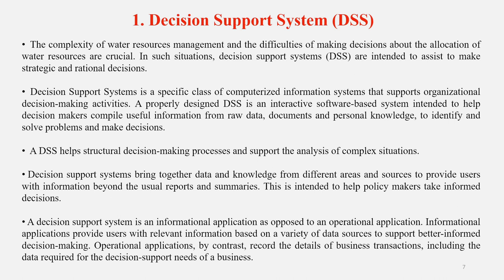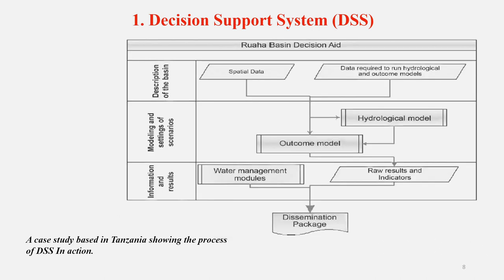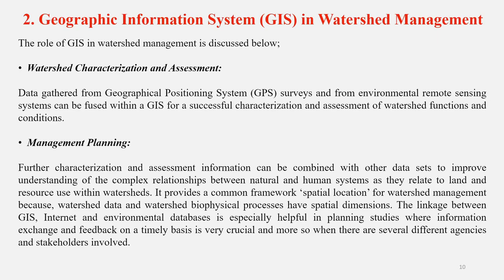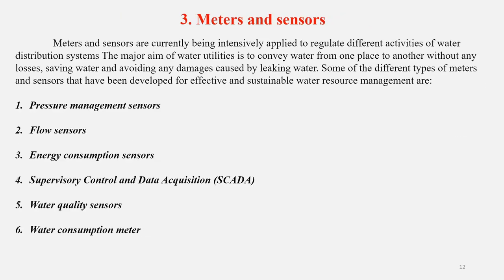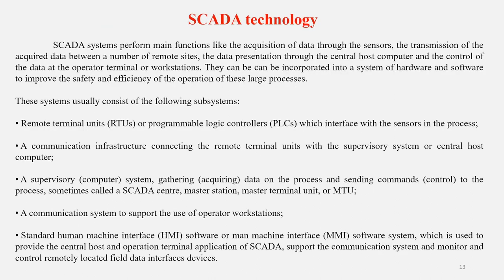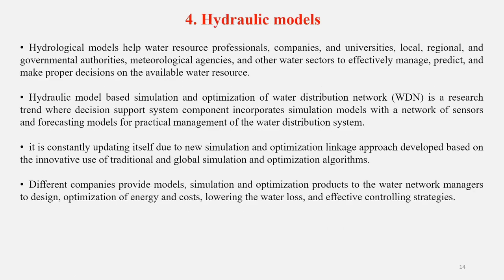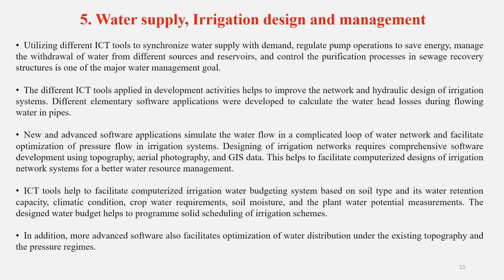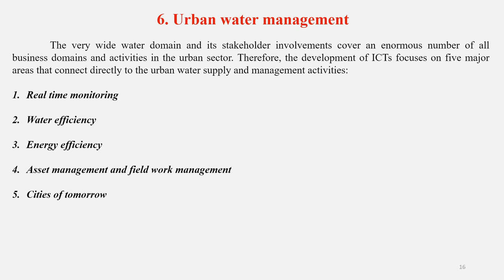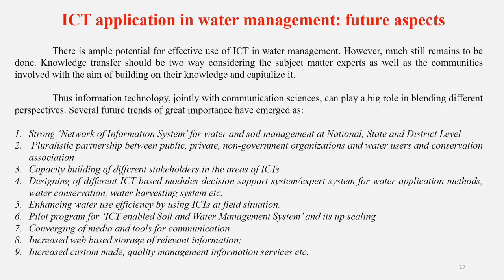Application of ICT for different water management areas also we have discussed, and then we talked about how DSS, the decision support system, which is an important part of ICT, helps in water management. We talked about the framework of a standard DSS, GIS and its role in water management, meters and sensors for leakage study and monitoring, and hydraulic models, and how they help in predicting water conditions and availability in a certain area. Water supply and irrigation design management through ICT can be done very effectively, as can urban water management.